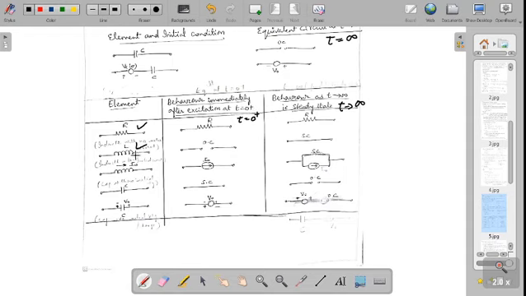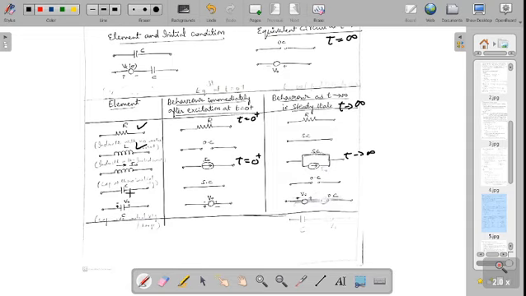Next, if we consider an inductor at t is equal to 0 plus, the inductor behaves as what? Open circuit. And at t is equal to infinity, it behaves as what? Short circuit. Remember, it behaves as an open circuit at t is equal to 0 plus, and as a short circuit at t is equal to infinity. If the inductor is carrying some current in the past history, it can be replaced by what? A current source at t is equal to 0 plus. And at t is equal to infinity, it can be replaced by what? Short circuit along with the current source.